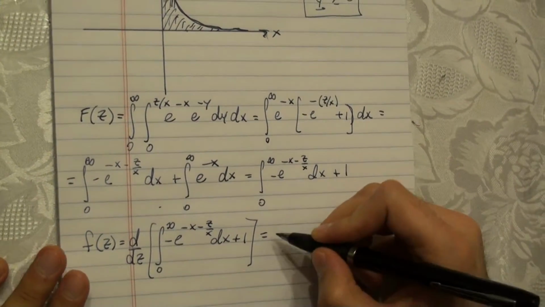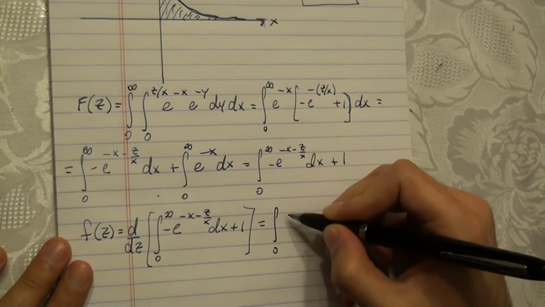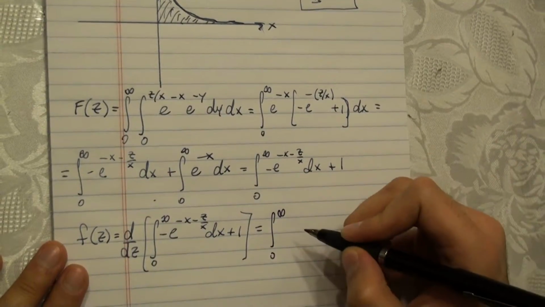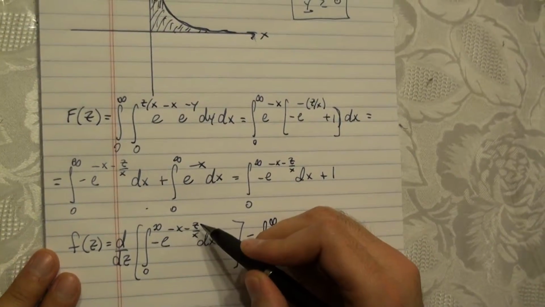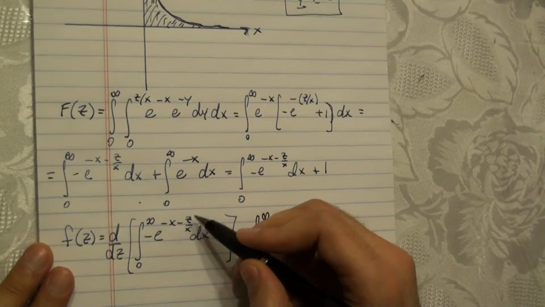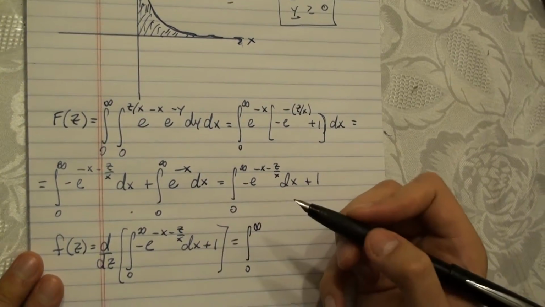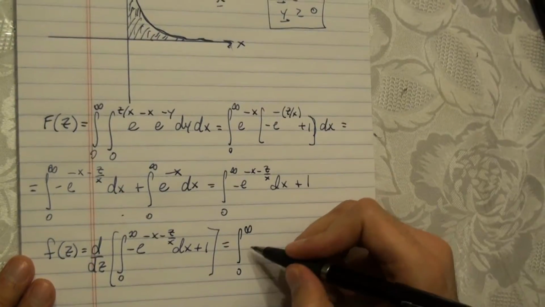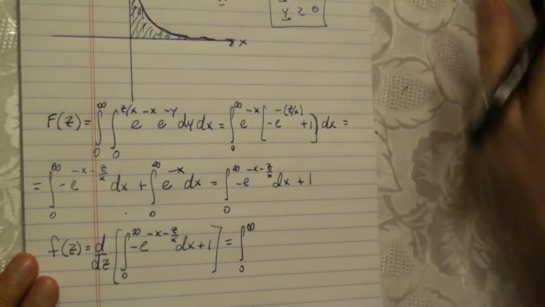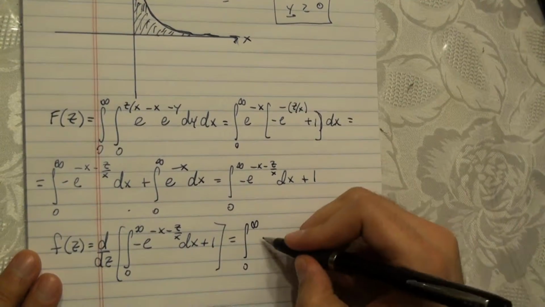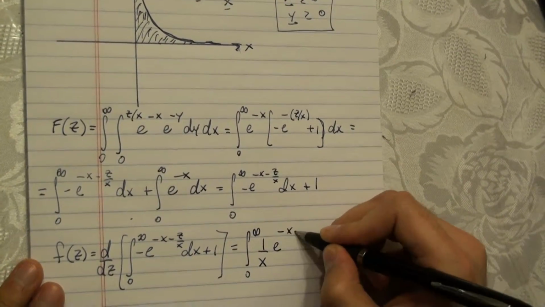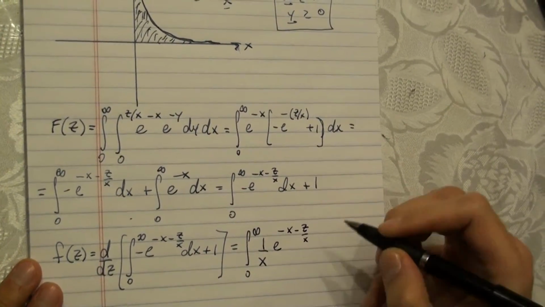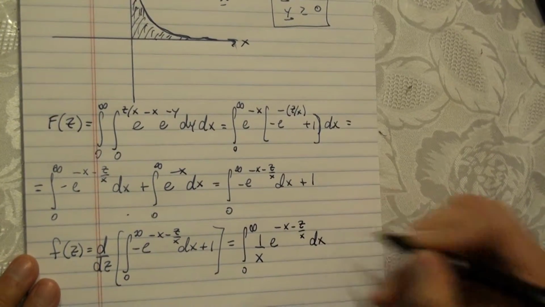So what we're left with is the integral from 0 to infinity of the derivative of this with respect to z. Well, it's just going to be minus 1 over x. So we bring down the minus 1 over x, the minuses cancel, and we are left with 1 over x e to the minus x minus z over x dx.